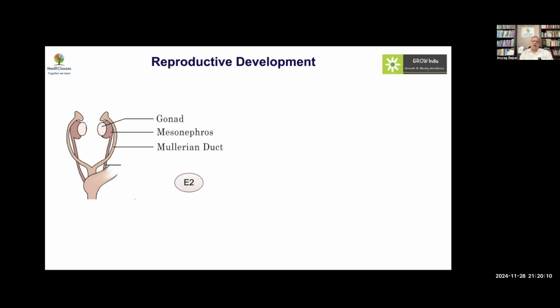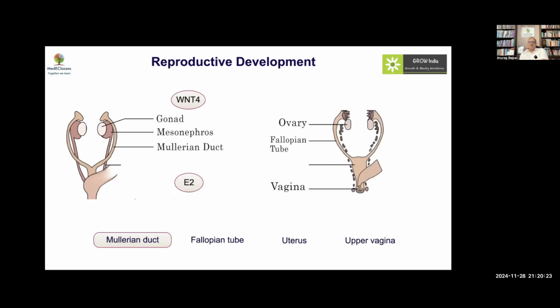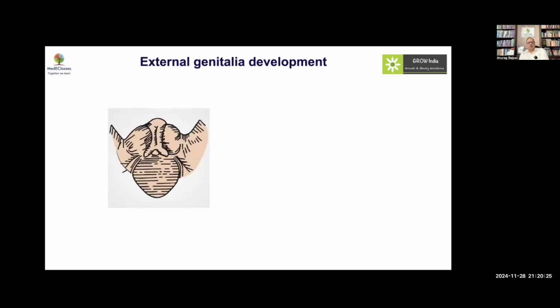In females, you will have a different development clearly. You will have persistence of Mullerian structure. There is no testosterone, so Wolffian structures will go away. Estrogen will sustain along with WNT4, and the Mullerian duct will develop into fallopian tube, uterus, and upper vagina, giving us a female reproductive structure.